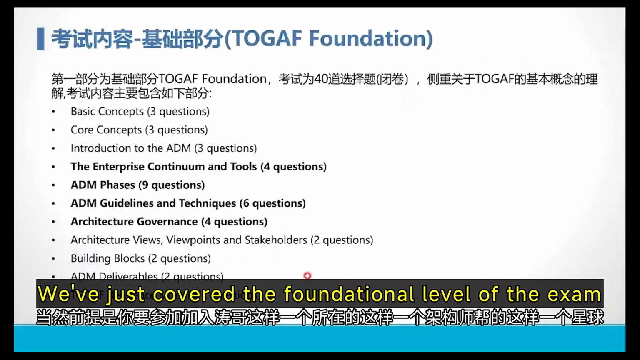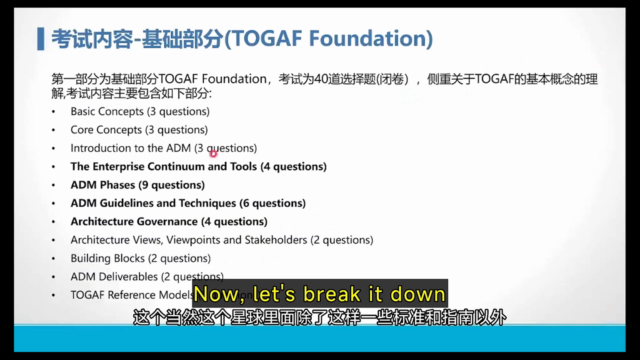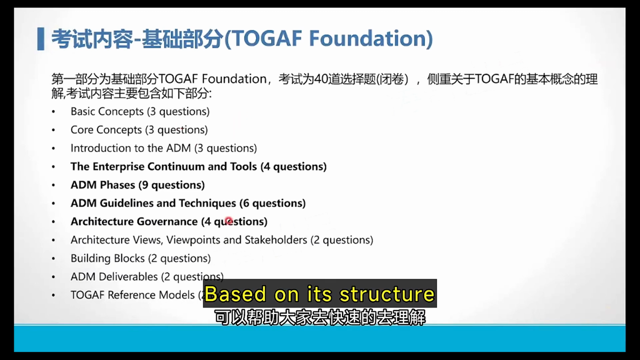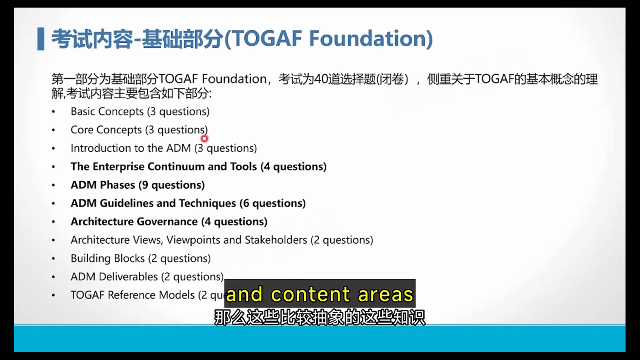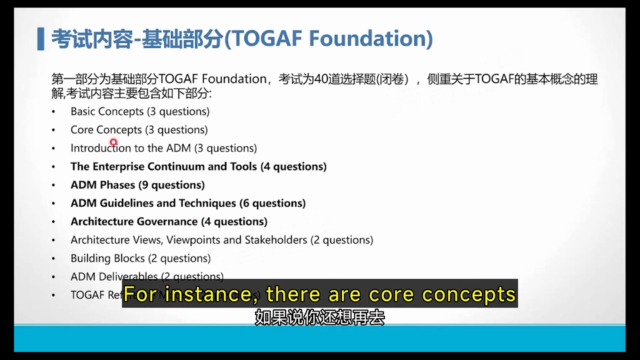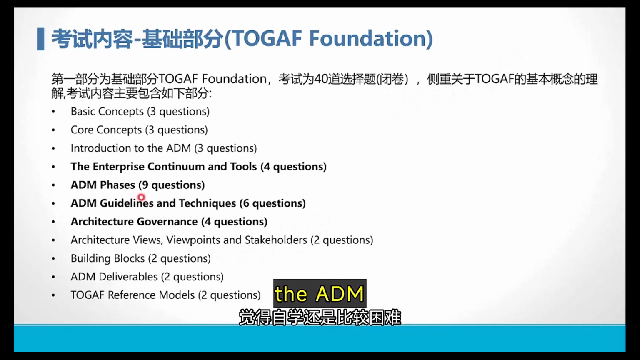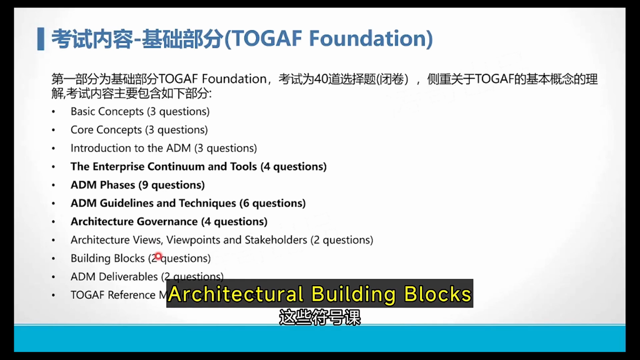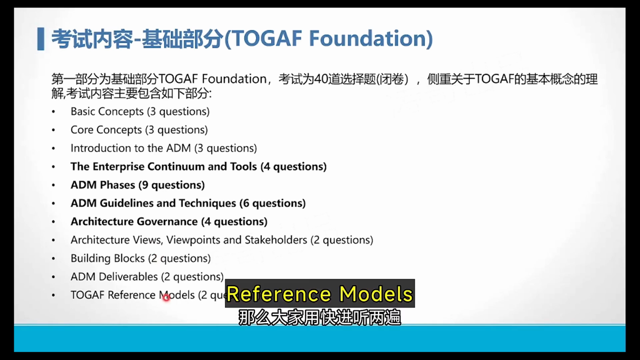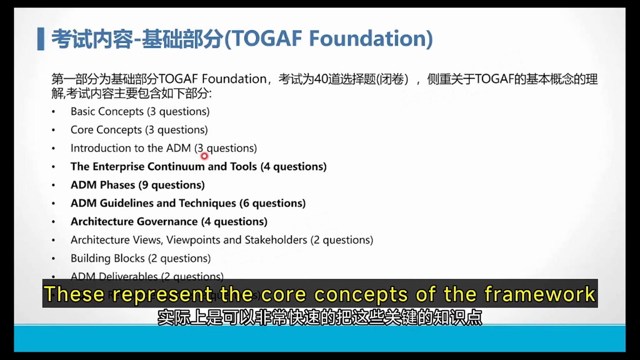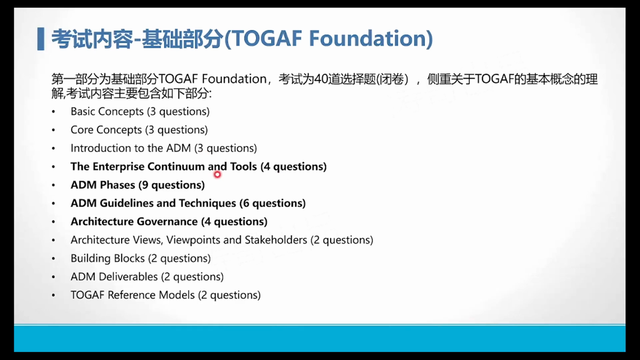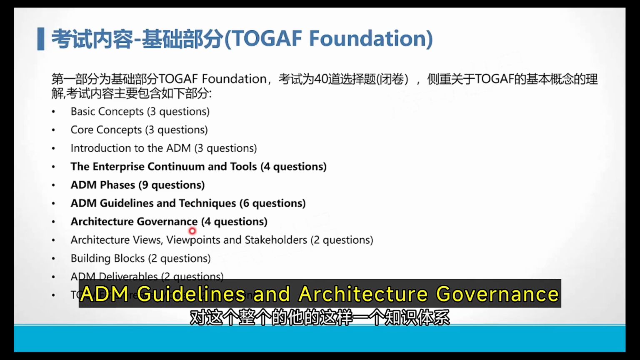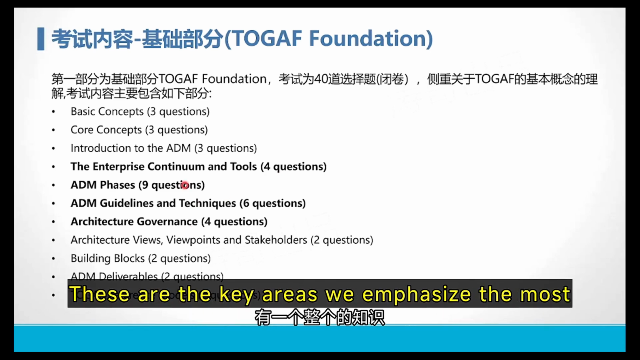We've just covered the foundational level of the exam. Now, let's break it down. It's divided into several parts based on its structure and content areas. Each module is further divided into sections. For instance, there are core concepts, the ADM, and other key components, architectural views, architectural building blocks, reference models. These represent the core concepts of the framework. Enterprise continuum and architecture development method, ADM guidelines and architecture governance. These are the key areas we emphasize the most.